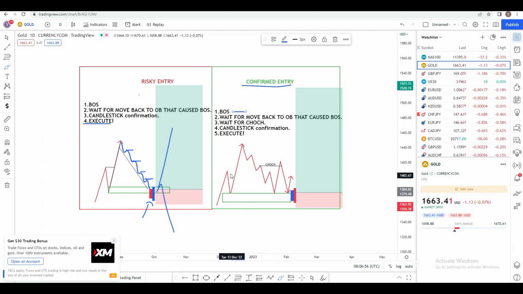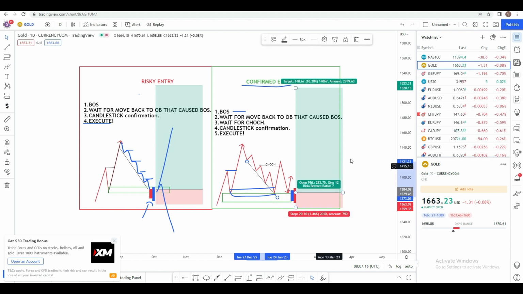So we see a break of structure, right? We look at the zone responsible for the break of structure, an area where we can identify the imbalance. We wait for the move back to the OB, the order block that has caused the break of structure. So we want to see the price approach, price getting back to that area, price returning to that area.